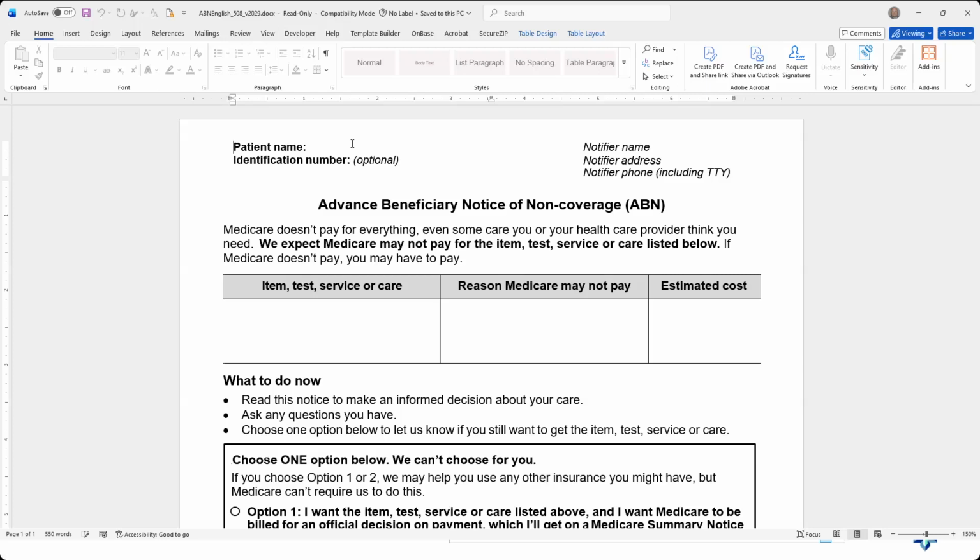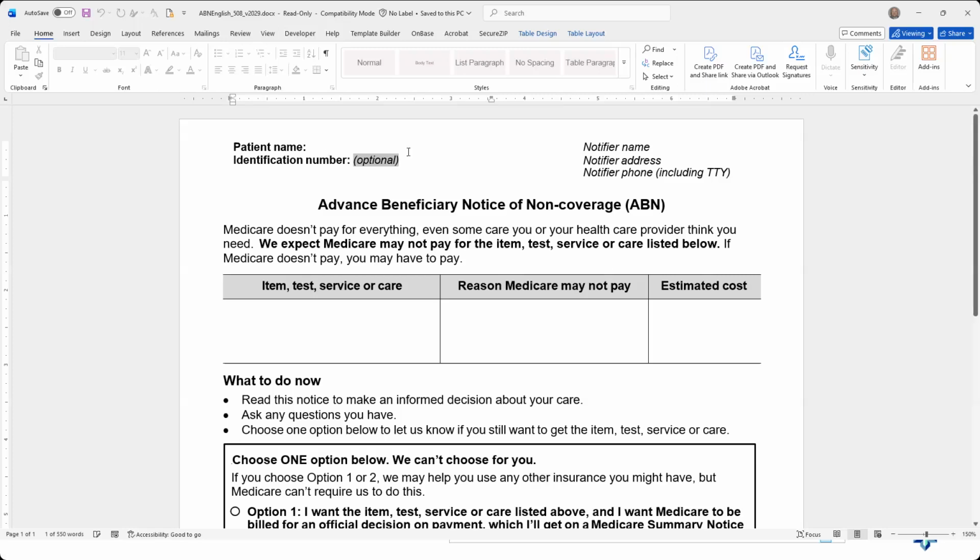So is anyone else representing me. This identification number, I do want you to see the word optional. You can remove this word optional. It doesn't have to be there. But this identification number is something from your records and how you identify the patient. It's not Medicare's number. Okay.